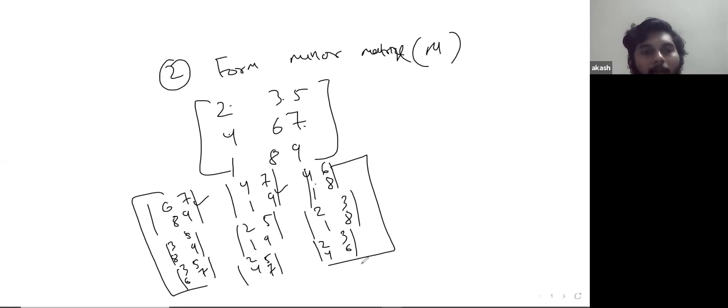Yeah, minor is not just the determinant of that number. Minor is the determinant of the remaining numbers after we cancel the row and the column of that number. Like if you have to calculate the minor of 2, then remove this row, remove this column, and whatever remains, take the determinant of that. Okay, we clear? So you have to calculate the minor of all the numbers and form a matrix. The minor of 2 goes here, minor of 3 goes here, minor of 5 goes here, minor of 4 goes here. You get the point, right?